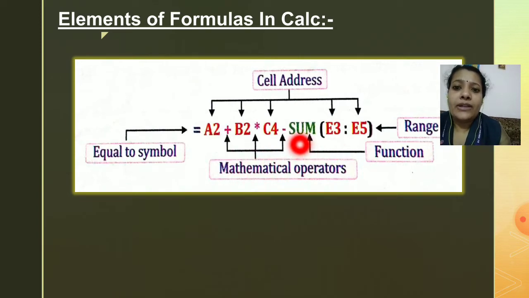We have discussed predefined functions. So sum, it is a predefined function. When you are giving the cells with the colon symbol, between these cells we call it a range. Between these cells we call it a range. So in this way we can define the range also.